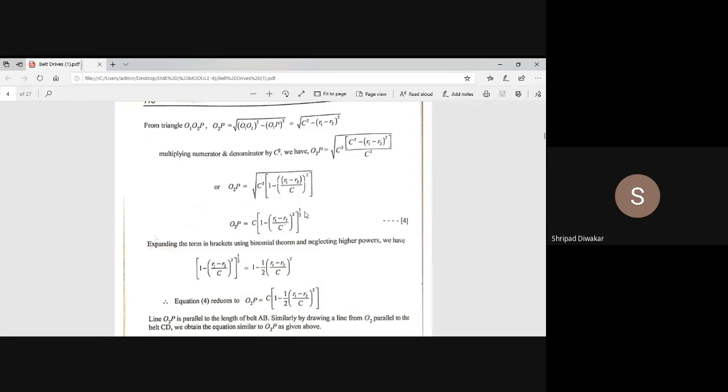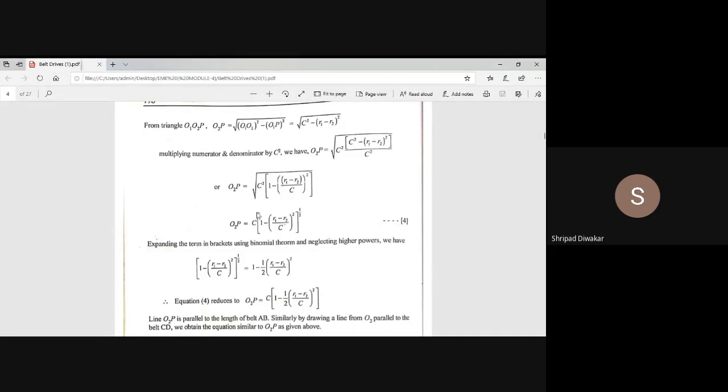The simplified form is: O2P, square root of C square means C, which I am taking outside, and in the bracket 1 minus (R1 minus R2 divided by C) square as it is. Remove the square root and just put the power as half. Same meaning, no change in the equation. Instead of writing square root, I am putting it as half. This is the most important equation. Once you get the equation correctly, we can easily derive the result.